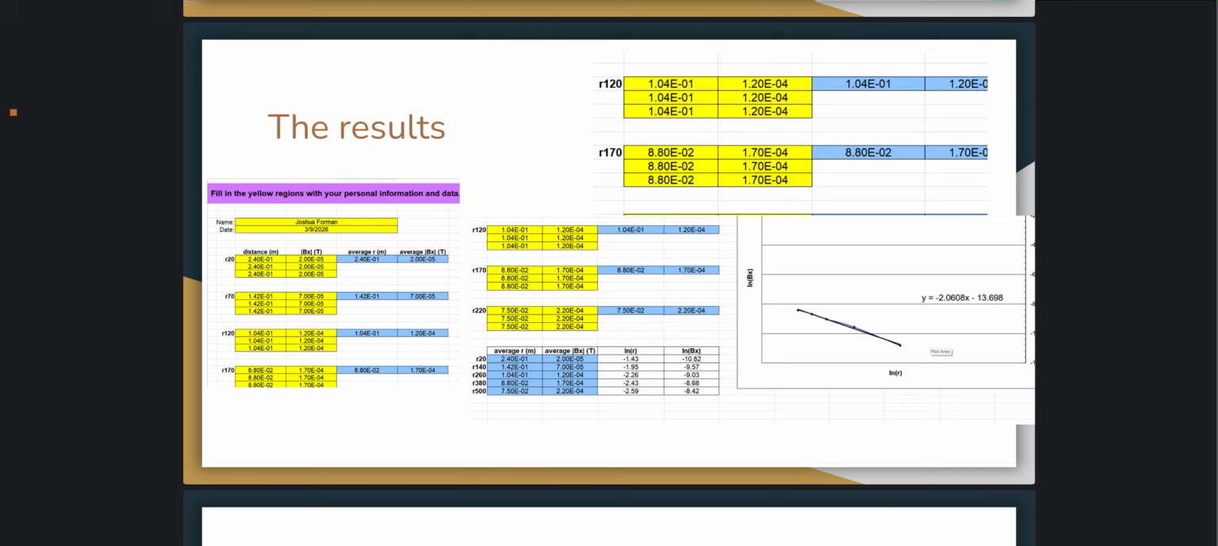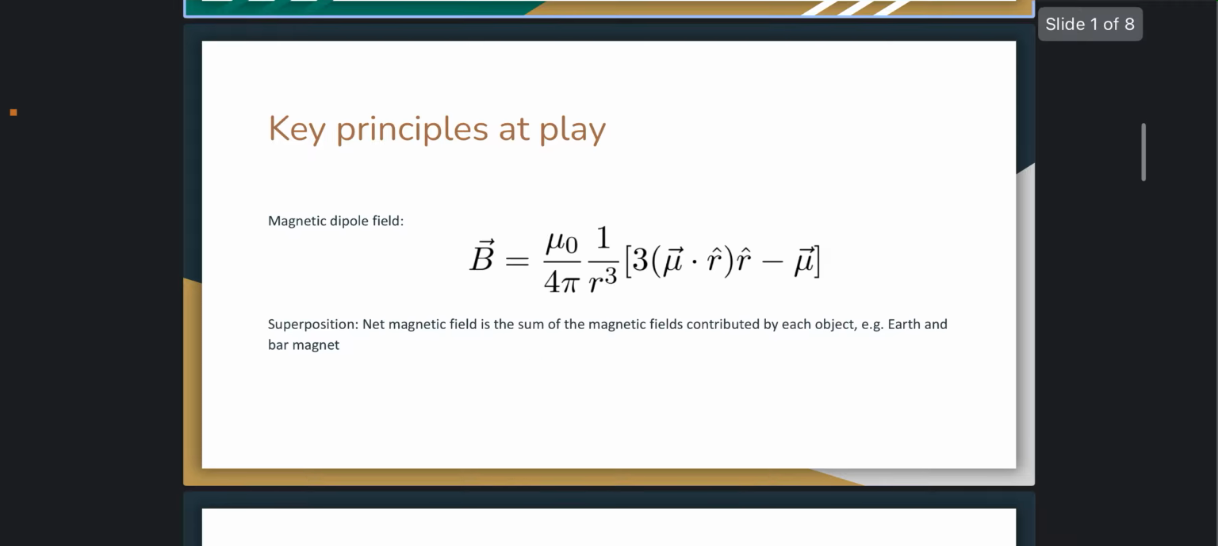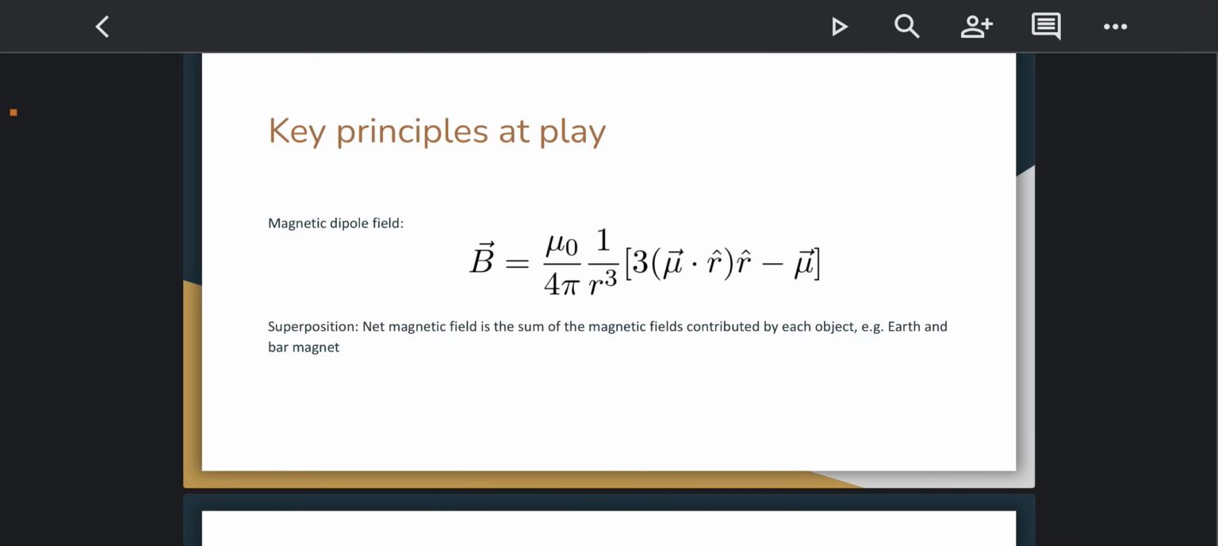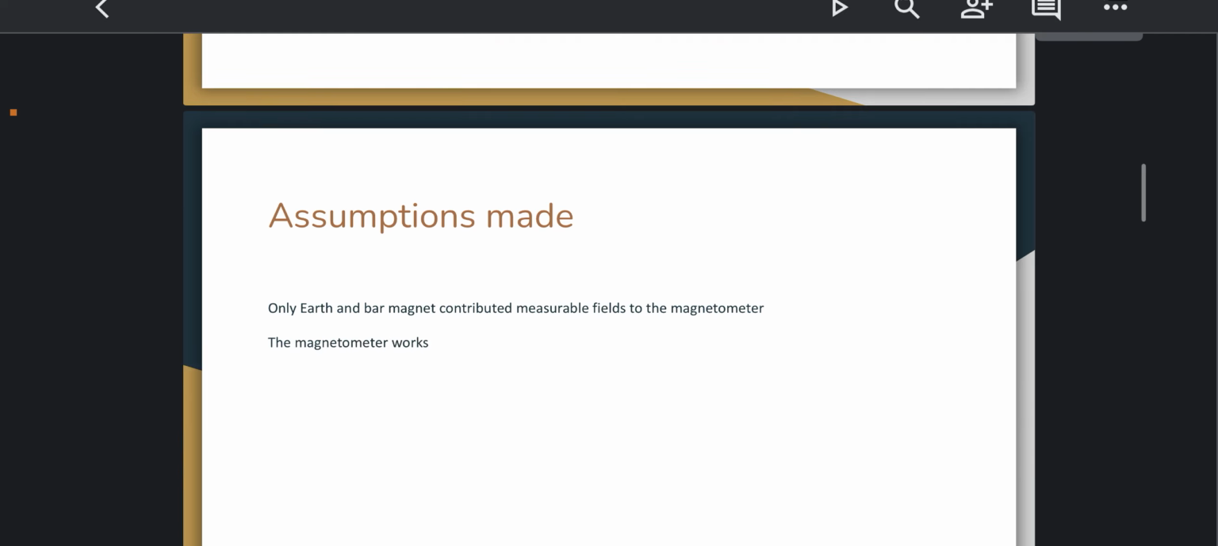So here's the data we charted. The data has a general trend line sloping at -2, which I'm a bit confused about because the formula above says it should be -3, since it changes with r cubed. If it's inversely proportional to r cubed, then taking the natural logs on both sides, we should expect the slope to be -3.